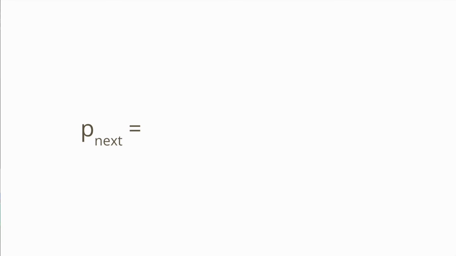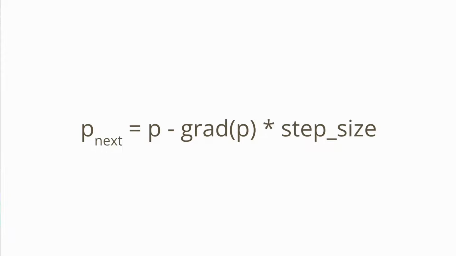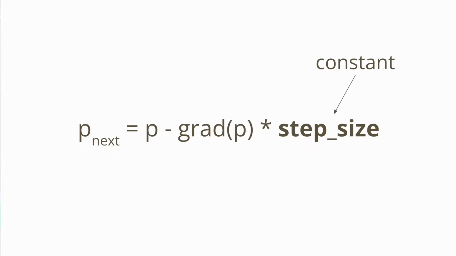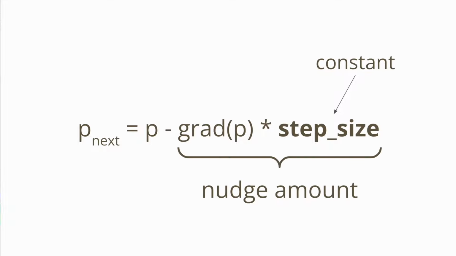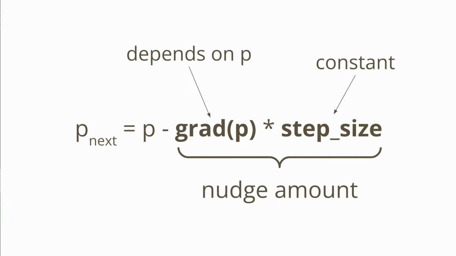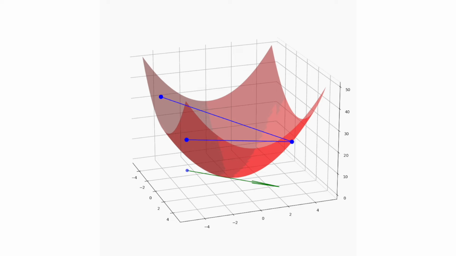Mathematically, taking a step in the direction opposite to the gradient requires subtracting the gradient evaluated at that point multiplied by a set step size. So while we can define a constant step size, the amount by which the point is nudged also depends on the size of the gradient at that point. The steeper the slope, the larger the gradient, the bigger the nudge. As the point approaches a minimum, the nudge gets smaller and smaller.